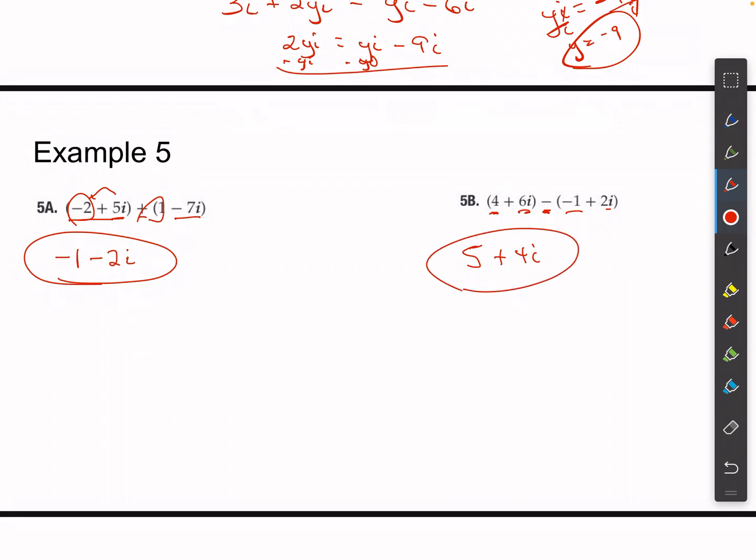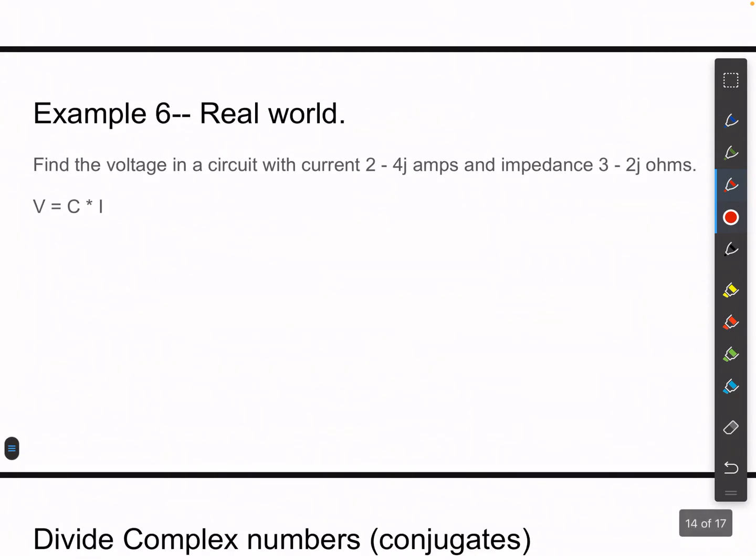Okay, so 5 plus 4i. Those go pretty quick. Then for example 6, they get you into like, when do you use this? Well, this is often used in the real world with sine and cosine waves within electronics. So when dealing with voltage, voltage is the equivalent of current times impedance. So current times impedance in terms of joules here, I believe.